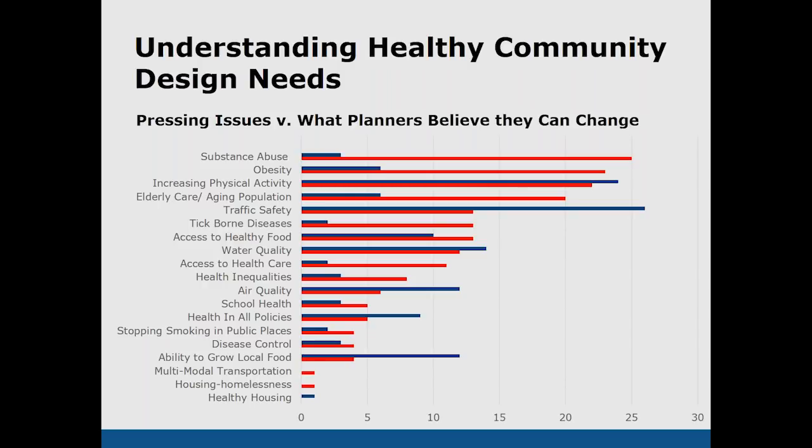You can see that substance abuse and the opioid epidemic became a huge disparity between something where planners really felt that they wanted to affect change and it was a huge need in their community, but they didn't feel they had many tools to address it. And we can see why when we look at drug overdose rates in the United States.